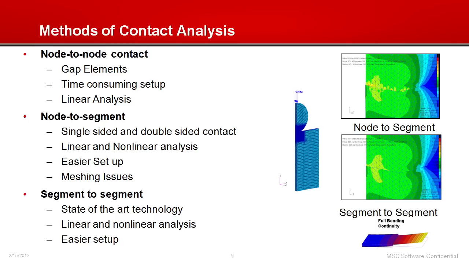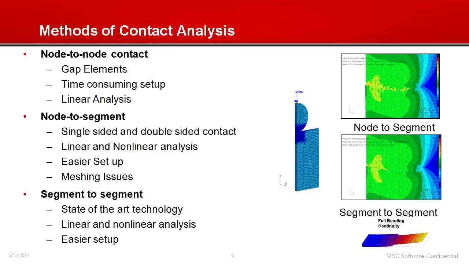So the next generation of contact analysis was the node-to-segment analysis, in which a node will contact an element face. Okay, so these are more generic. These are our general contact type of analysis. Can be used for linear and nonlinear analysis. It's very easy to set up, and I will talk about this later on during my demo. But the problem is that depending on the geometry, sometimes you may run into some meshing issues where you could have penetration, or even the contact could be missed.